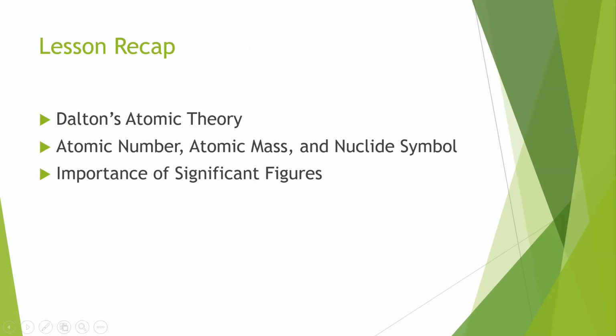So to recap what we learned today, we learned about Dalton's atomic theory. We learned about atoms. We learned about protons, neutrons, electrons. We talked about the atomic number, which is the number of protons, which is Z. Atomic mass, which is A. We talked about the nuclide symbol, which is combining everything. And we talked about the importance of sig figs.